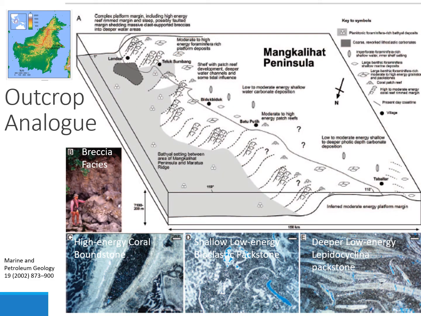An outcrop analogue of the offshore Miocene is the upper Oligocene or lower Miocene carbonate platforms of the Mangkalihat area, East Borneo in Kalimantan. In the picture in A, we see a simplified paleo reconstruction of the area, and in the photographs here from B to E, we see selected classic platform facies, from breccia facies to high energy coral boundstone to shallow low energy bioclastic packstone to deeper low energy Lepidocyclina packstone.